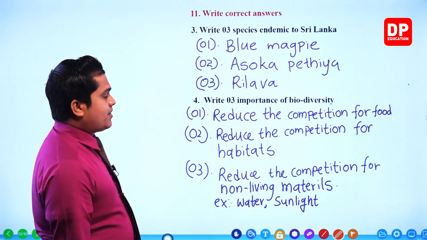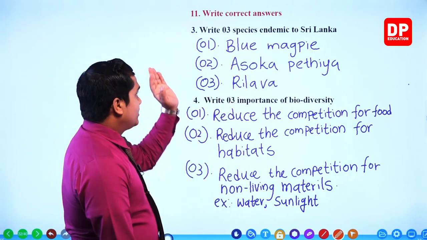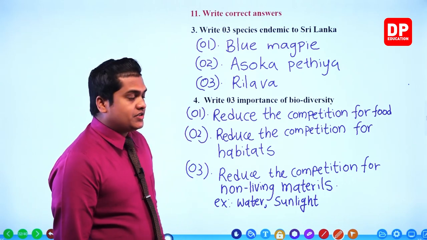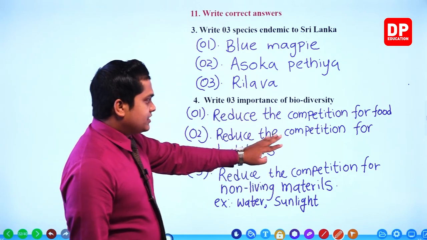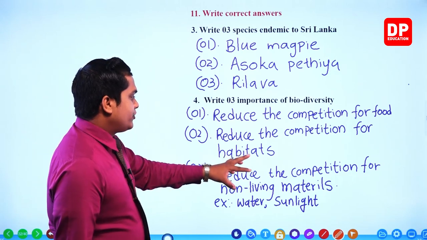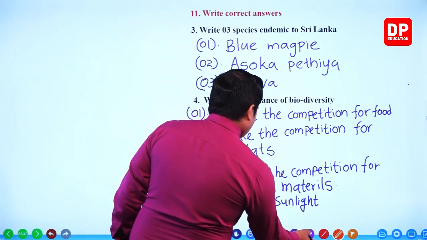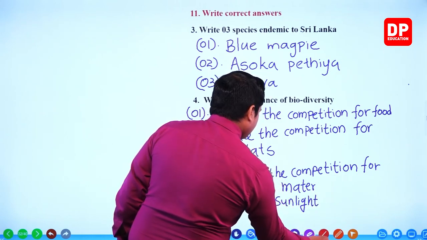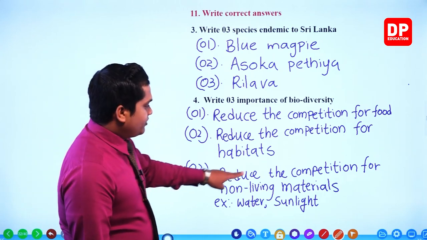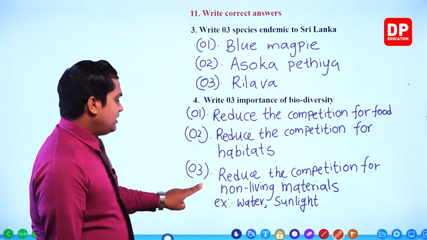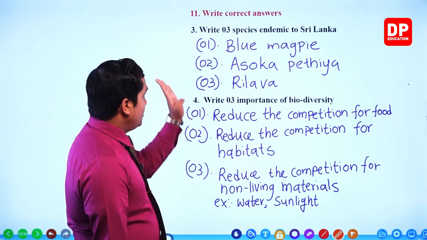Right then, so question number three, three species endemic to Sri Lanka: blue magpie, Ashoka Pethia and Rilava, and also Bandulapetia. Those are the correct answers. Then question number four, three importance of biodiversity. It reduces the competition for food, for habitats, and for non-living materials like water and sunlight. So these are the answers for questions number 3 and 4.